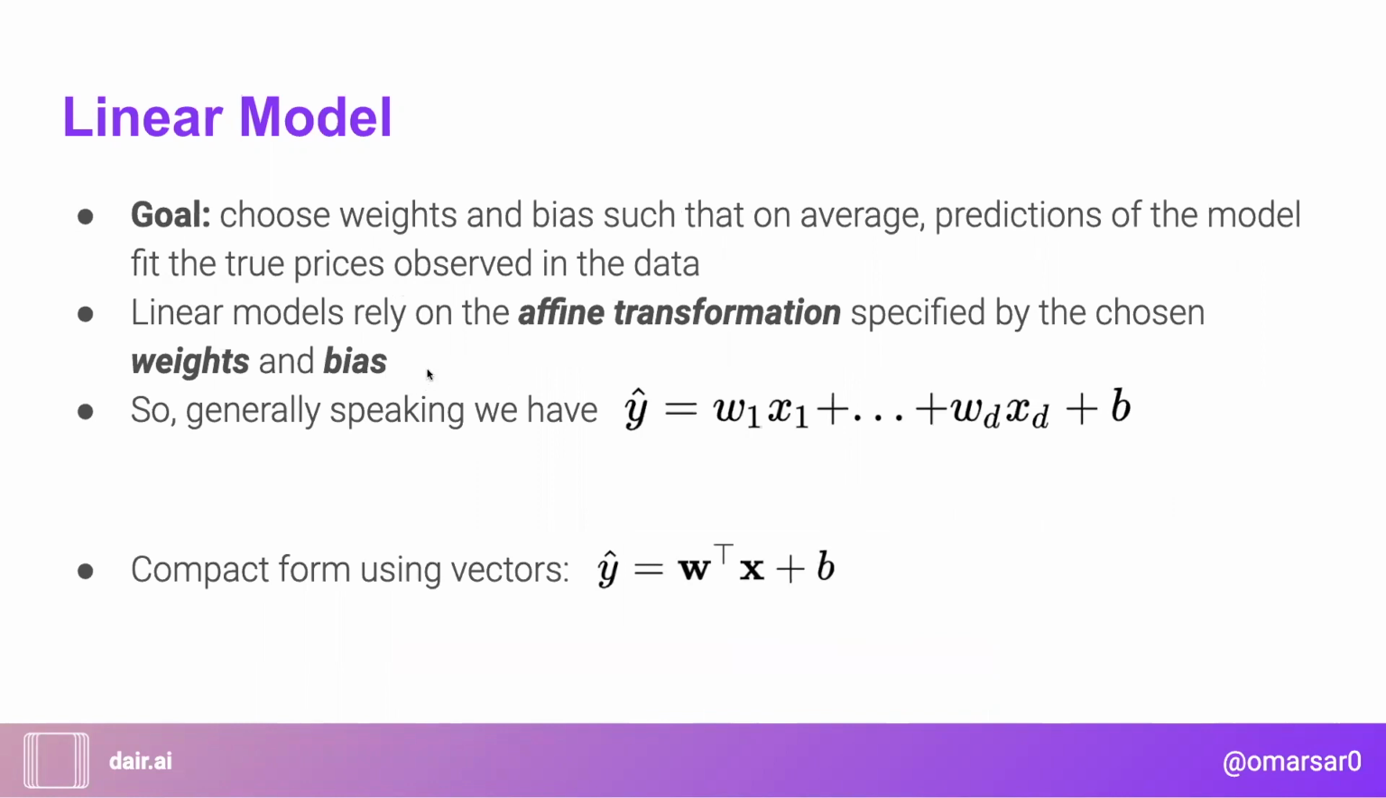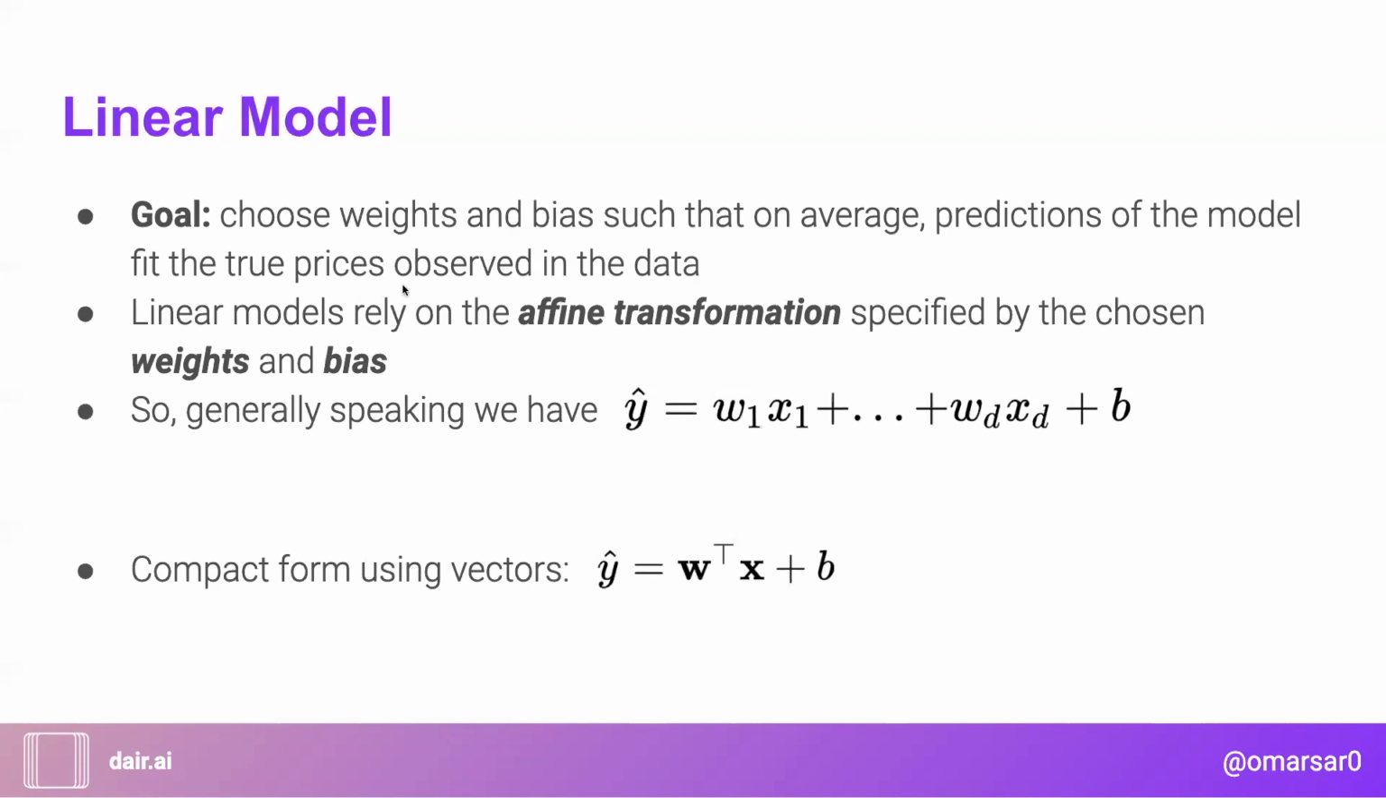All right. So what's the goal? Now you want to choose weights and bias. These are your parameters. You want to estimate these parameters right, such that on average, the predictions of the model fit the true prices observed in the data. So we're trying to create an estimate, right? And we have our observed data, and we want to fit it, okay? We're going to talk more about this in the coding walkthrough today.